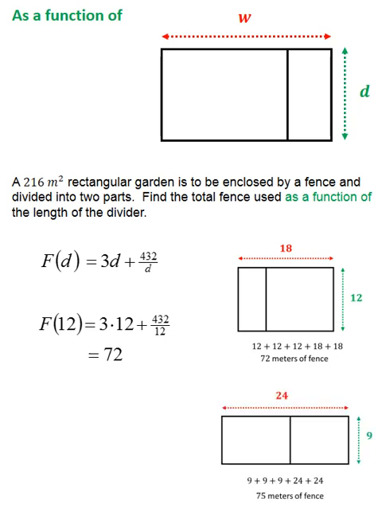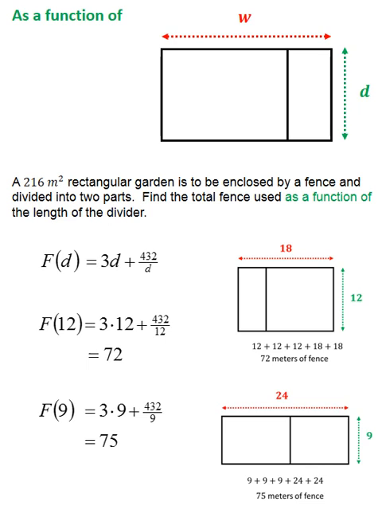Remember the example when d was 9? It should come as no surprise that if I plug 9 into my formula, if I find f of 9 and work out the math, I'll find out that it requires 75 meters of fence, which is consistent with what I found earlier.